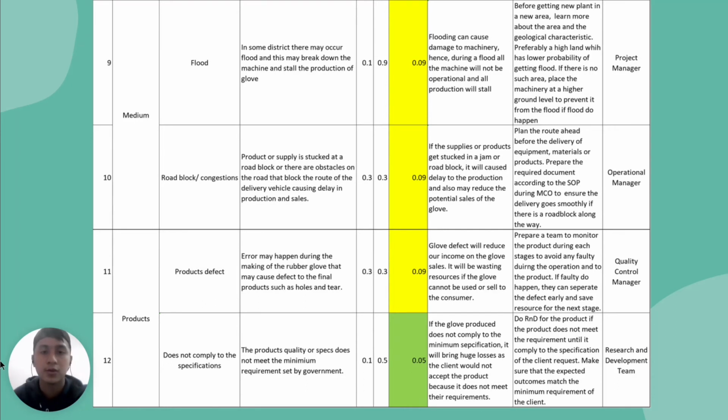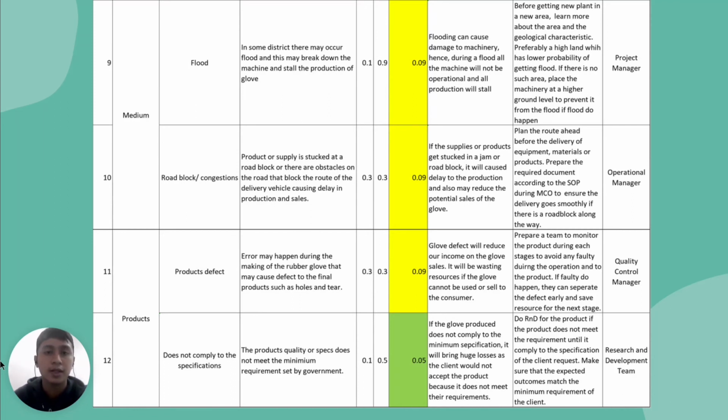Next is roadblock or congestion. The rating is 0.09, which is medium too. It will cause delay to the production or potential sale of product if the product or supply is stuck in a jam or roadblock. So, the operational manager is responsible to plan the route before delivery of materials and product. He also needs to prepare the required documents according to SOP during MCO.